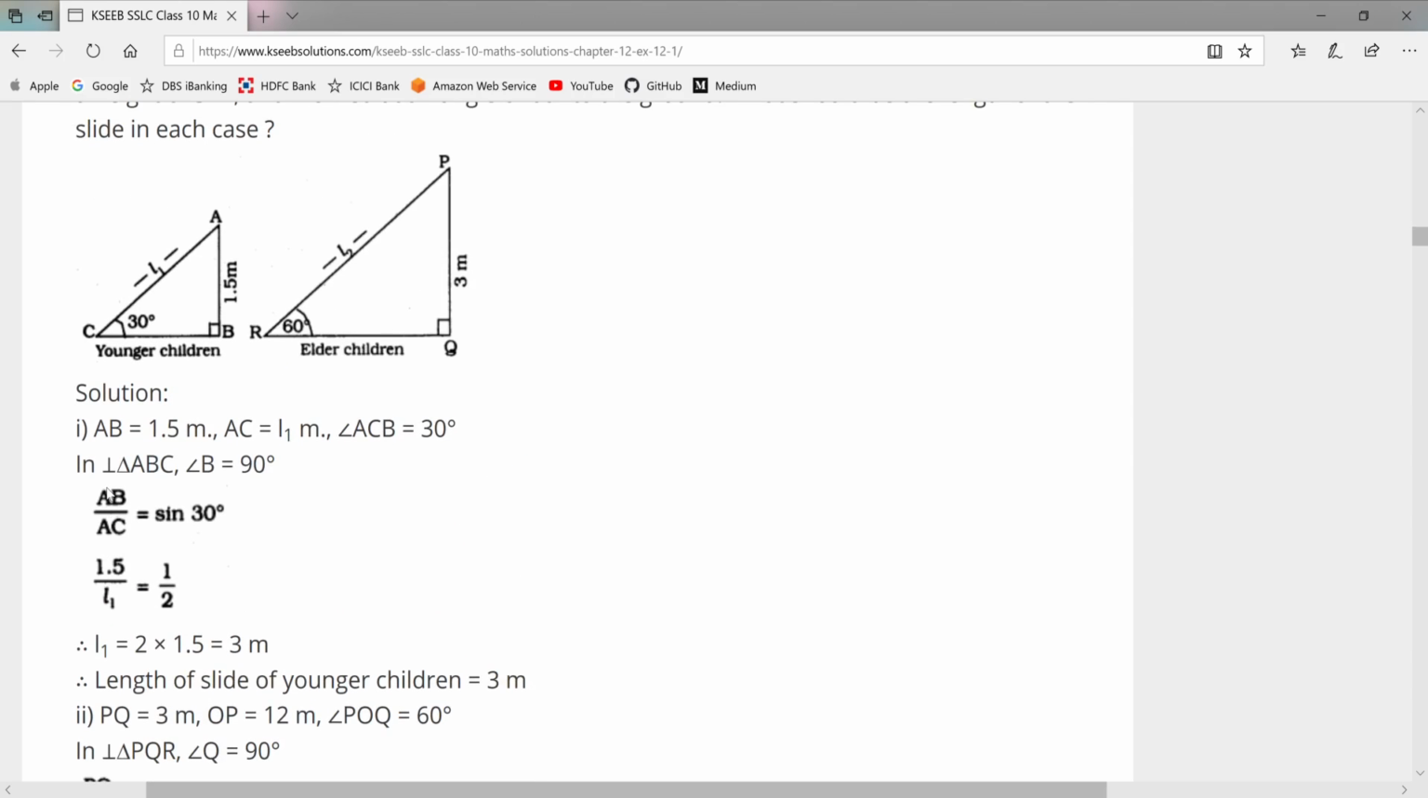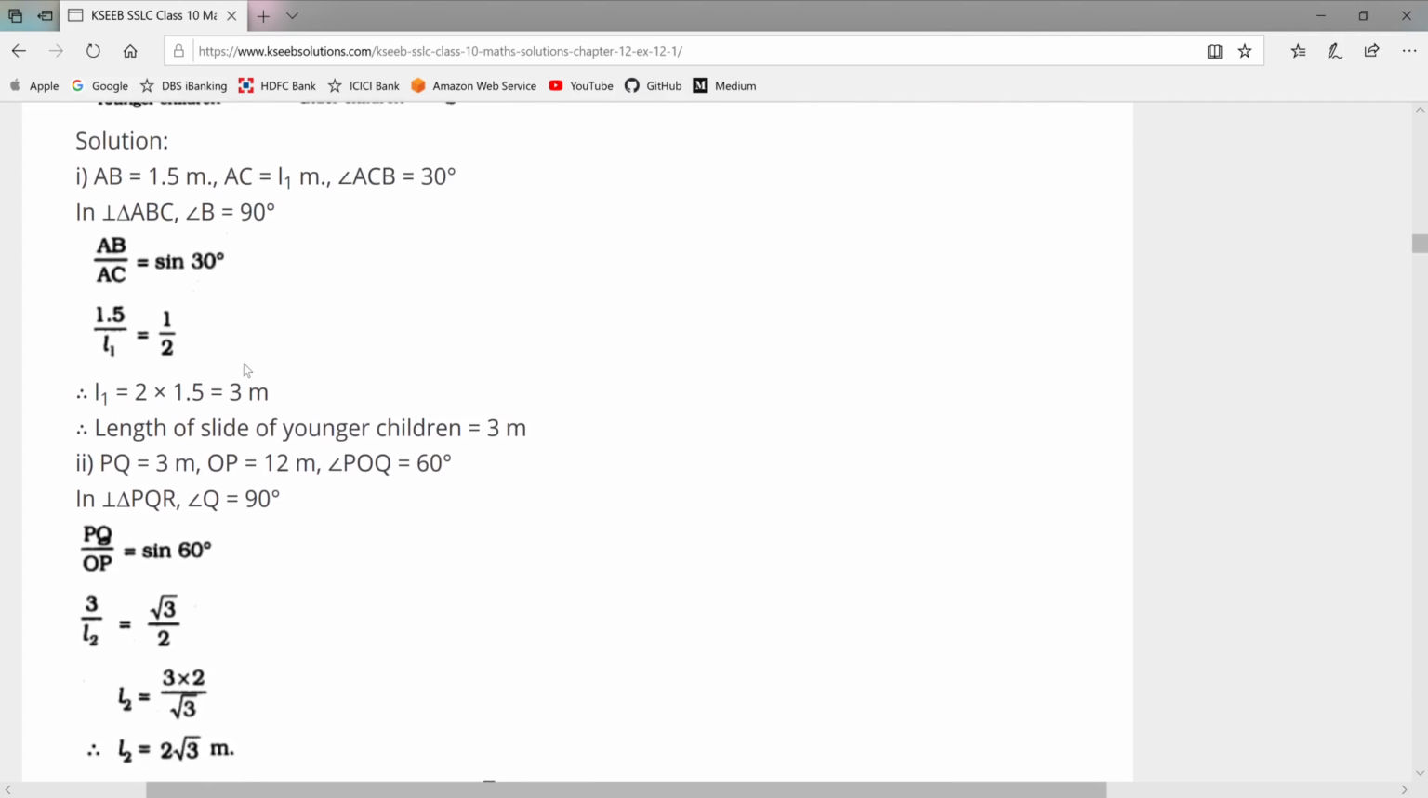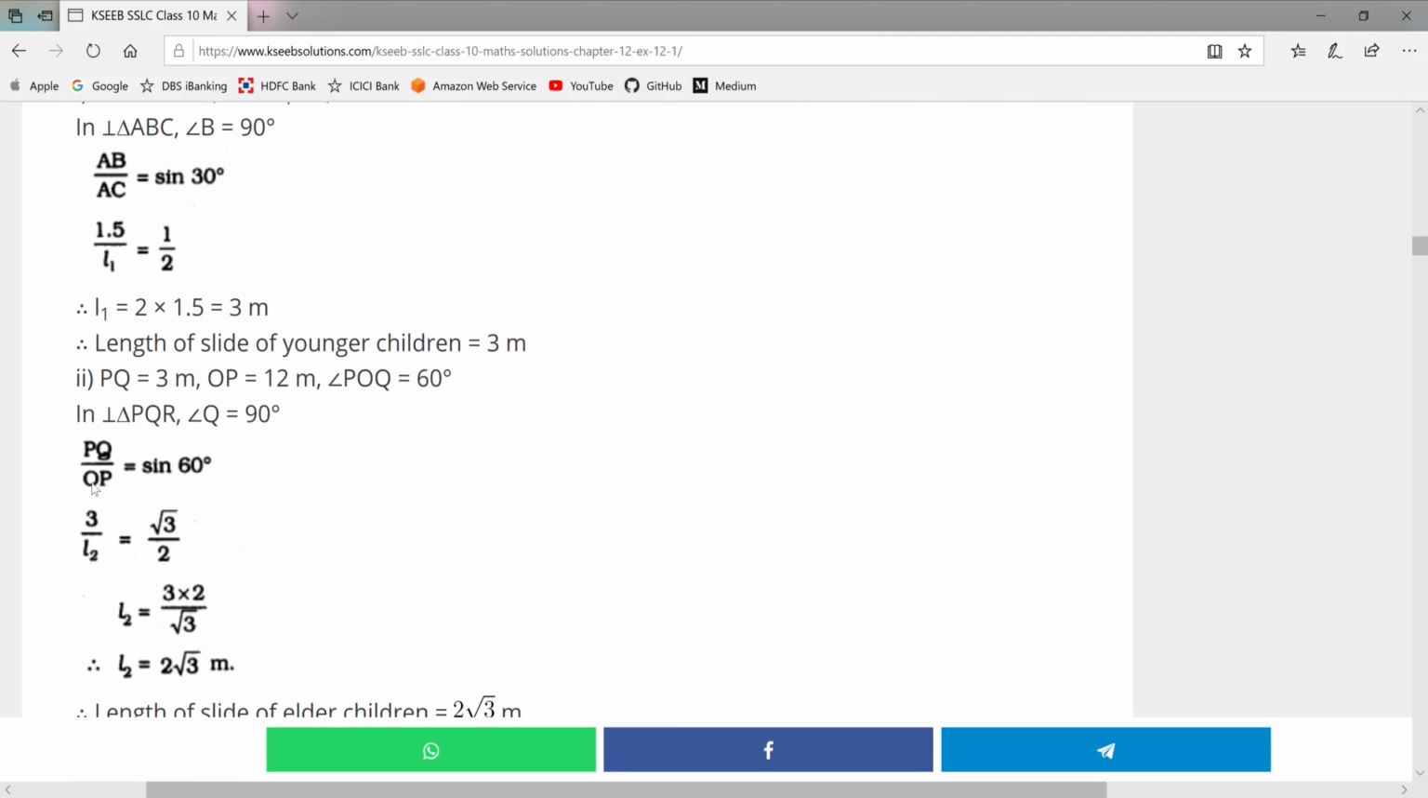PQ is the opposite side and PR is the hypotenuse side. So PQ is the opposite side, take it over PR.